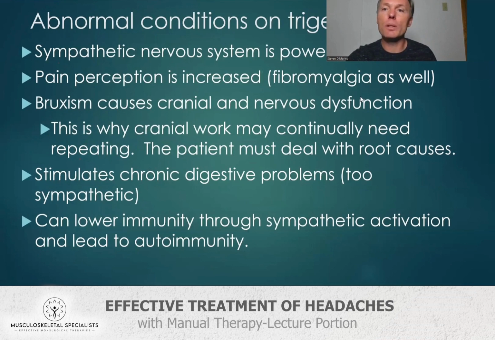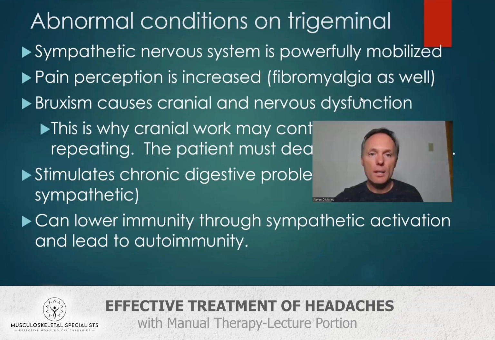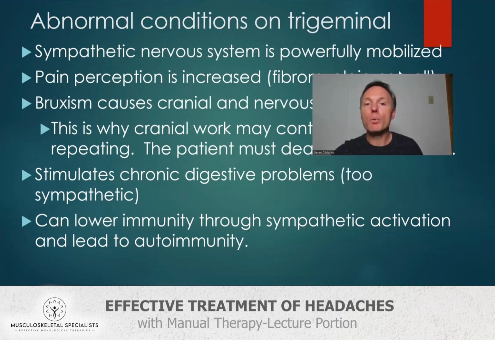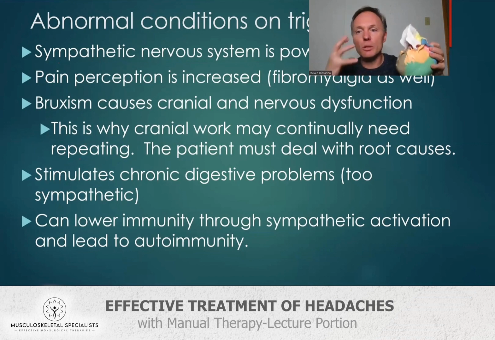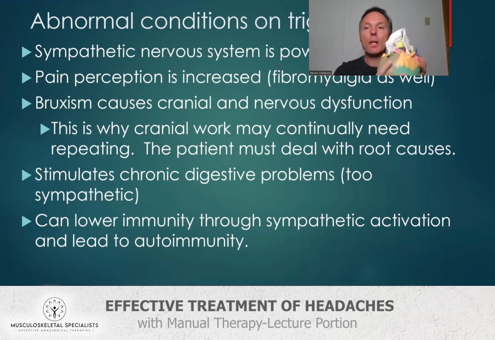Okay, so here are abnormal conditions of the trigeminal. The sympathetic nervous system can be powerfully mobilized. You can go into sympathetic dominance. You can end up with fibromyalgia or undiagnosed fibromyalgia-like symptoms. Bruxism causes cranial and nervous dysfunction. Not only does it smash your trigeminal, because you're trying to massage it and just squeeze it, all the musculature of this is going to be asymmetrical and tight, and there's not going to be mobility or motility of your cranium. That's bad. That's real bad.